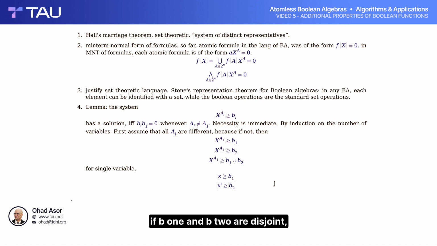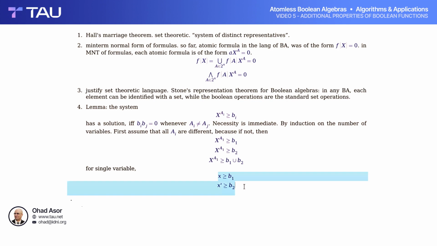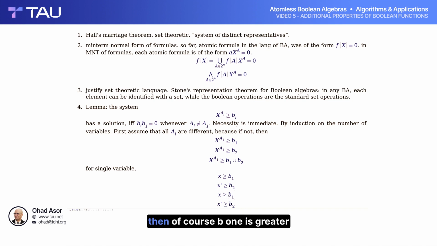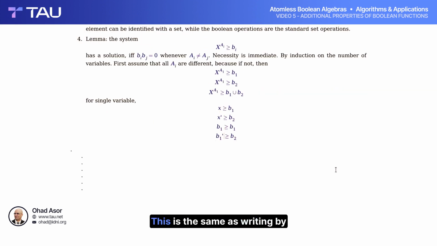If B1 and B2 are disjoint, then you can simply choose X equals B1. If you choose X equal B1, then of course B1 is greater or equal to B1, and B1 prime is greater or equal B2, which is the same as writing it by the definition of the order. It is equivalent to write that, but we did say that B1 and B2 are disjoint, so we proved the case n equal 1.